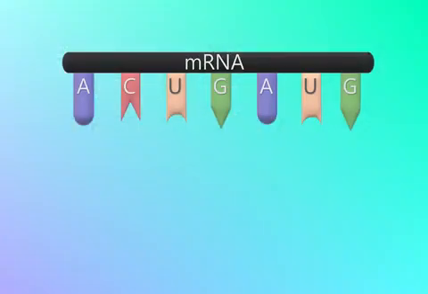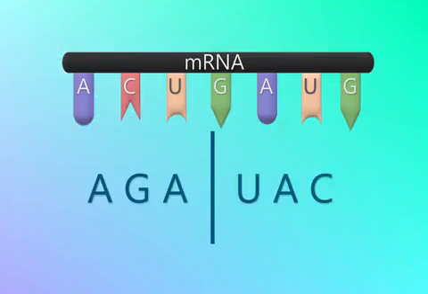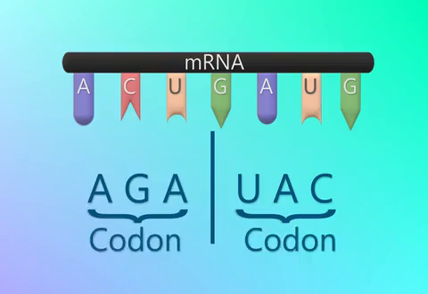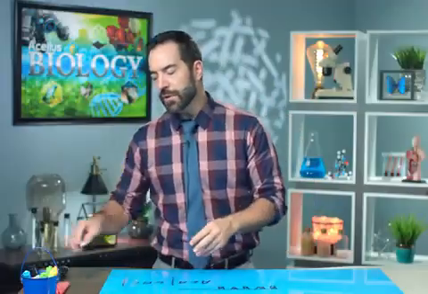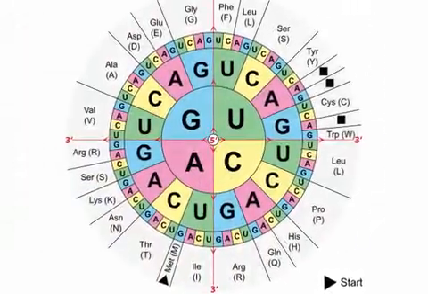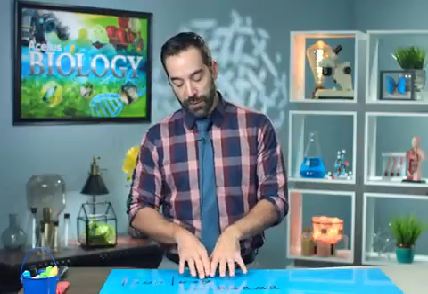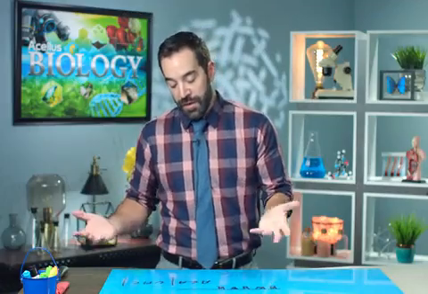These letters are going to be read three at a time. So for example, AGA, UAC. Each one of those sets of three letters is referred to as a codon. And that codon codes for a specific amino acid. Each series of three base pairs codes for a particular amino acid. And there's a lot of overlap because there are 20 possible amino acids, but there are 64 possible codon combinations. So a lot of times, for example, AGA and AGC may both code for the amino acid valine.